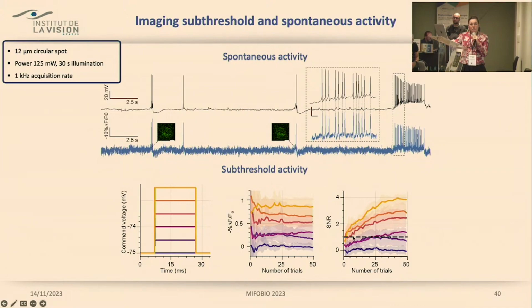And even under some circumstances, for instance by averaging several trials, we could image sub-threshold activity with JEDI, which is not a sensor normally optimized for sub-threshold activity. And we could image changes down to 1 millivolt on the cell membrane.